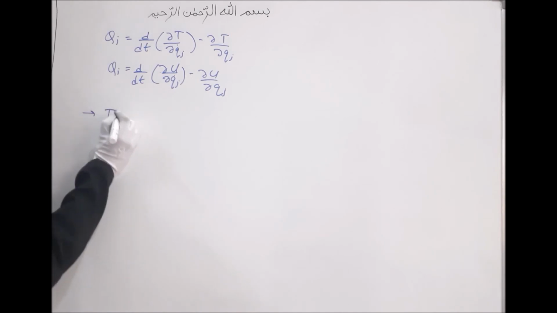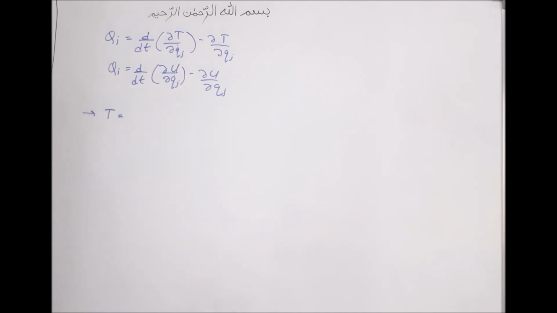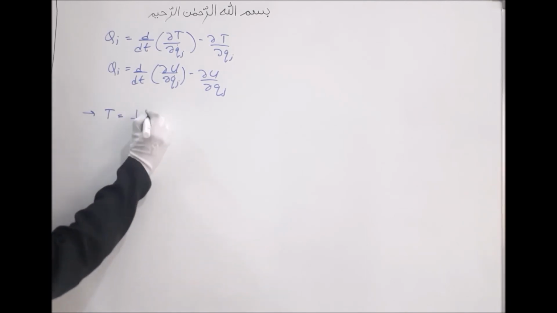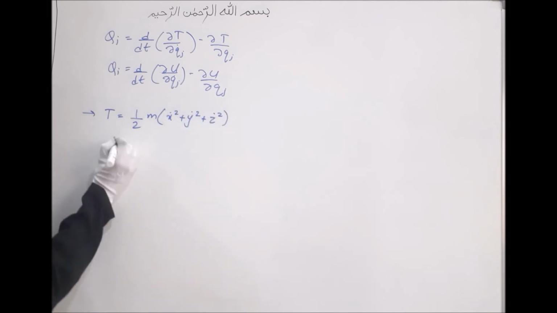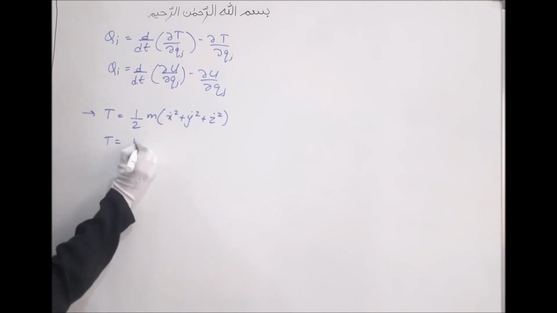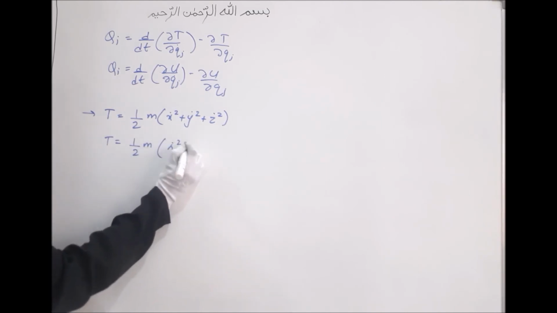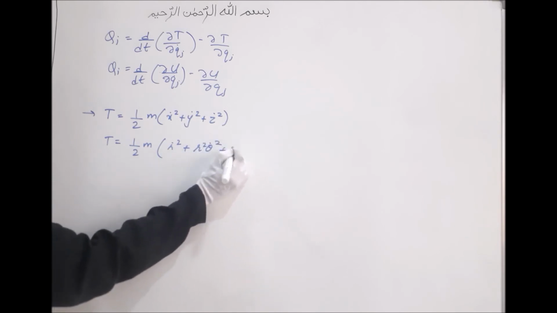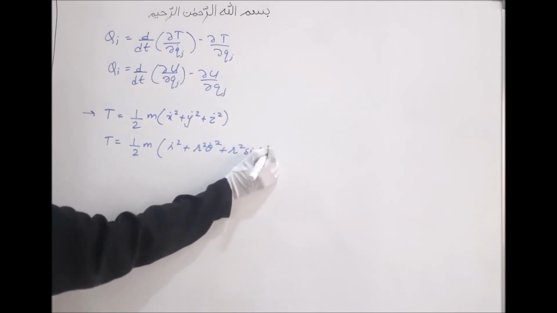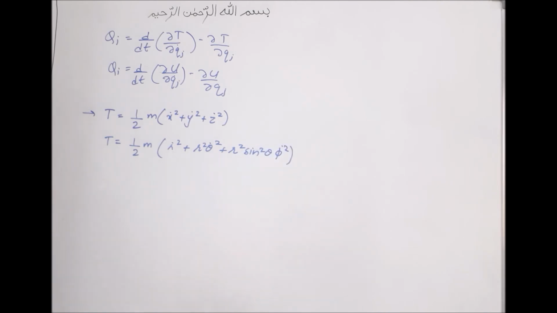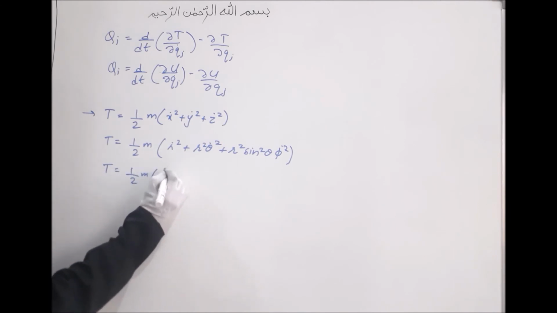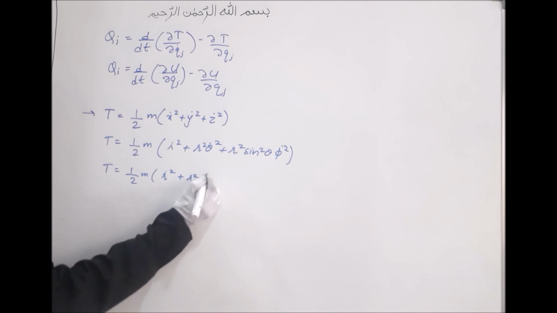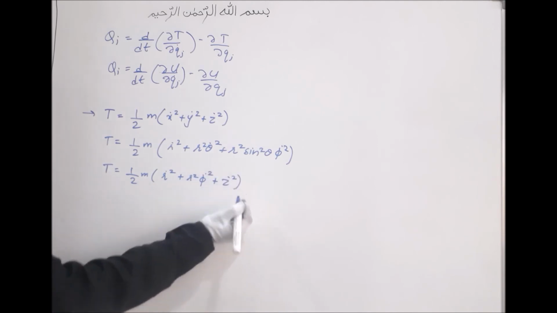We can write the kinetic energy T, which is half mv squared, in terms of different coordinate systems. In terms of Cartesian coordinates, we can write this as half m x dot squared plus y dot squared plus z dot squared. In terms of spherical polar coordinates, we can write them as half m r dot squared plus r squared theta dot squared plus r squared sine squared theta phi dot squared. In terms of cylindrical coordinates, we can write this as half m r dot squared plus r squared phi dot squared plus z dot squared.